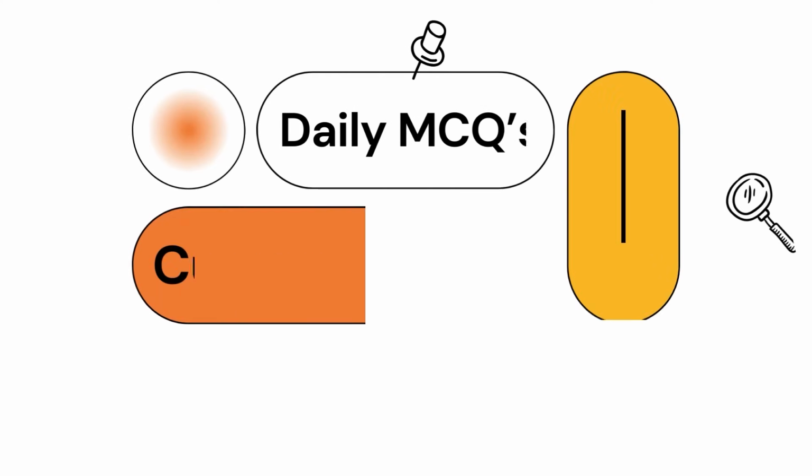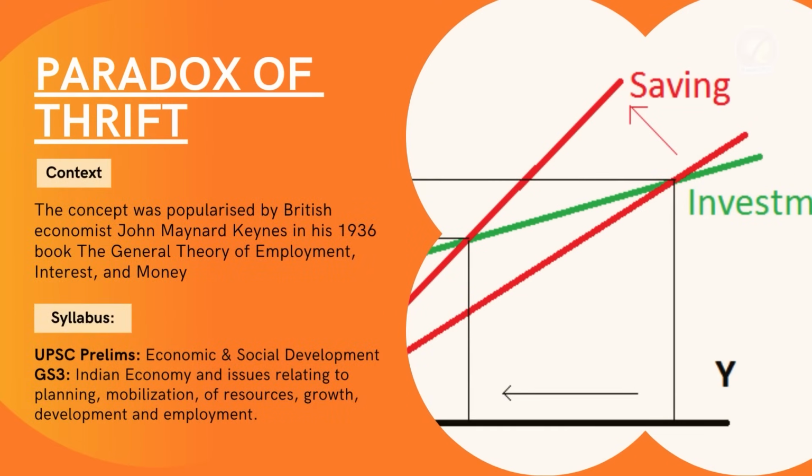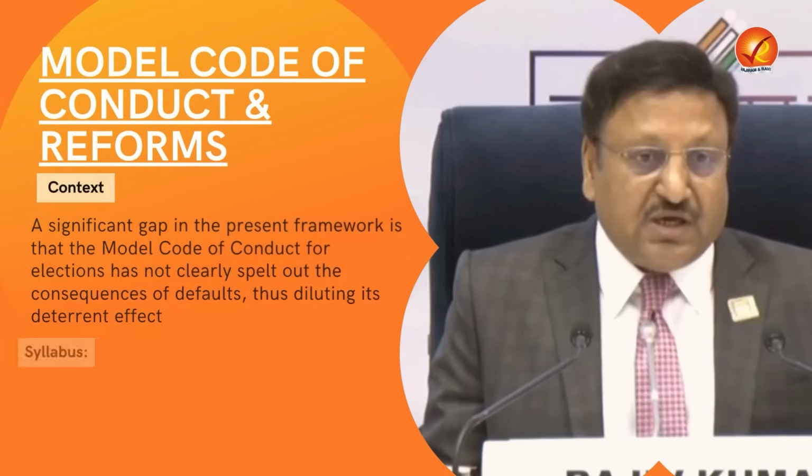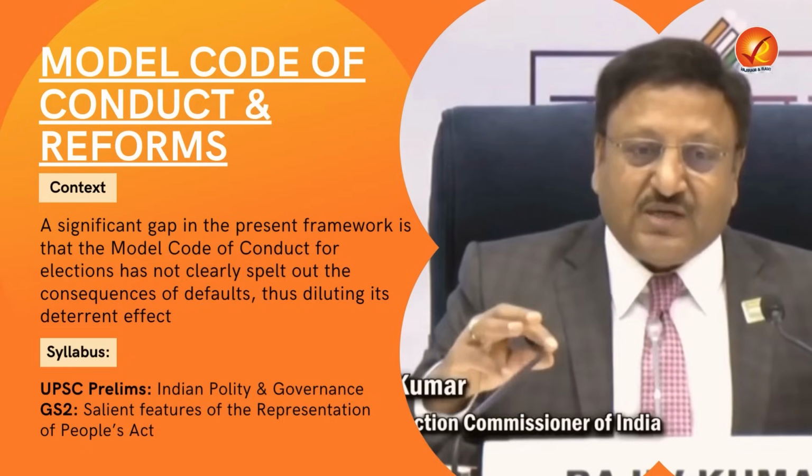Now looking at the table of contents, we find the very first article is regarding paradox of thrift, and in this one we will be looking into the various aspects and linking with the Indian economy too. In the next one, we'll be looking into the detailed concepts of the model code of conduct and the need for various reforms within the same.